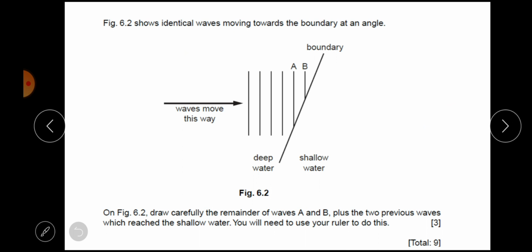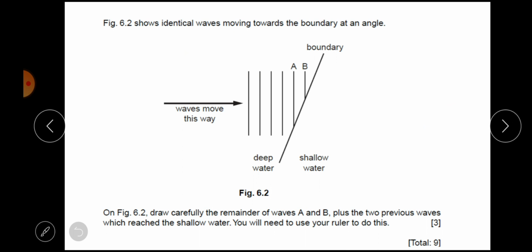Figure 6.2 shows identical waves moving towards the boundary at an angle. On this figure, draw carefully the remainder of the waves A and B plus 2 previous waves which reached the shallow water. You will need to use your ruler to do this. So we need to draw the waves.